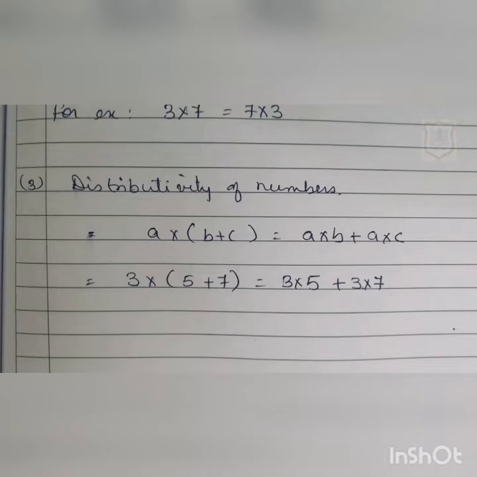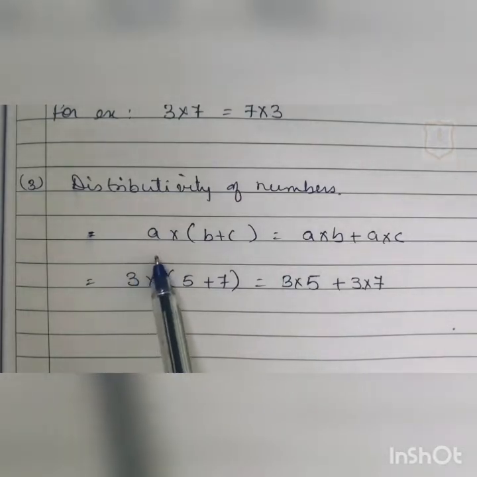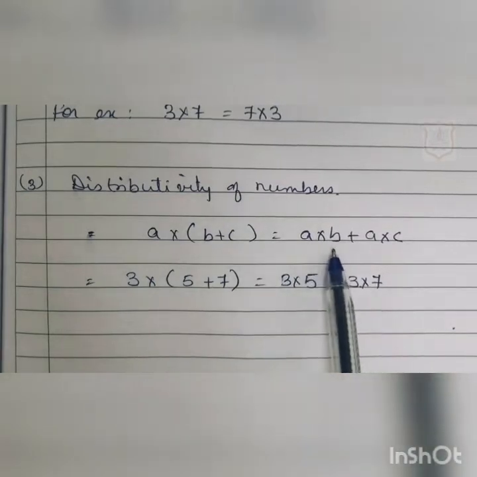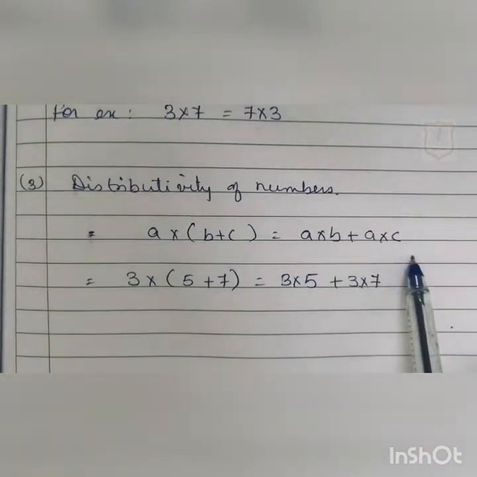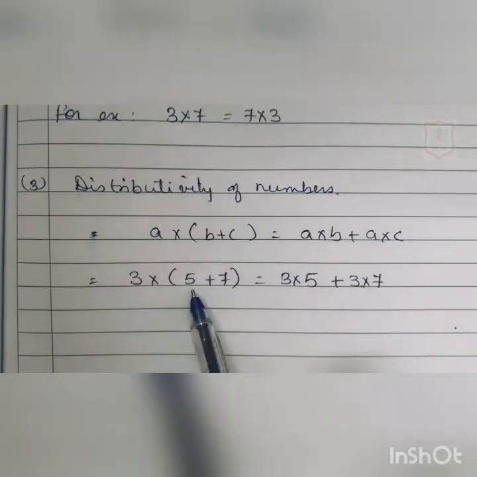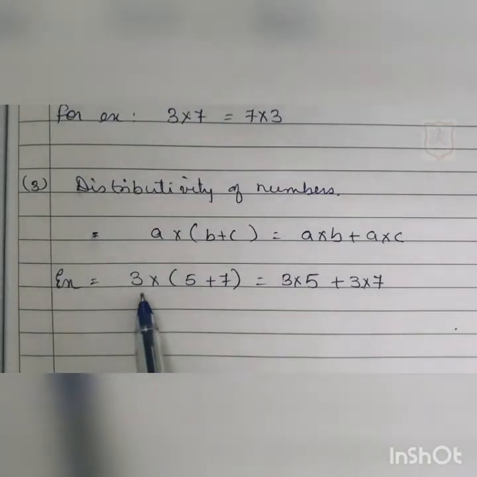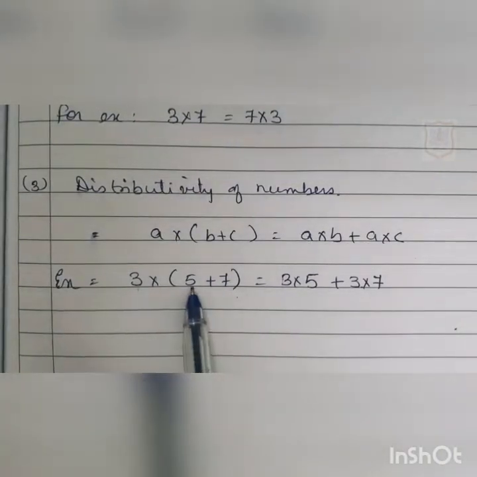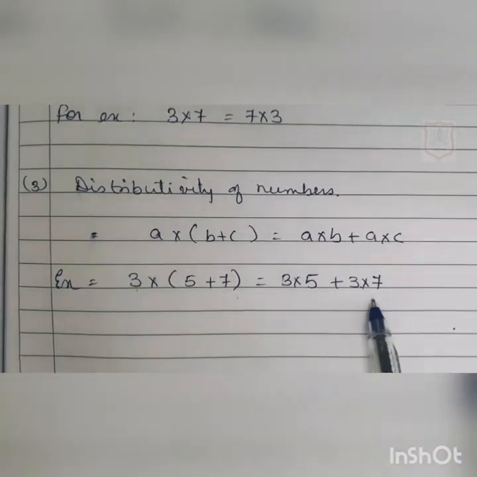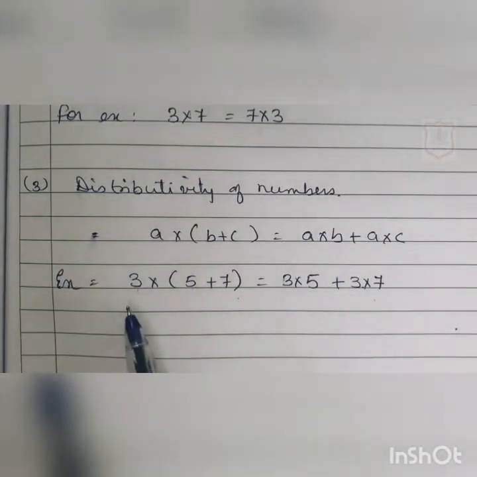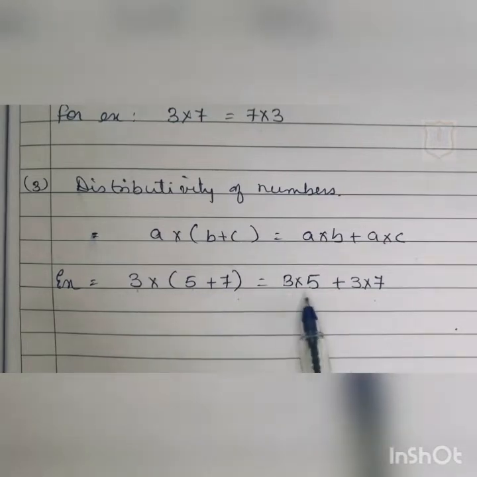Next comes the distributivity of numbers. Now let A, B and C be three variables, each of which can be taken as any number. Then A multiplied by (B plus C) is equal to A multiplied by B plus A multiplied by C. So this is the law of distributivity of numbers. Example, 3 multiplied by (5 plus 7) is equal to 3 multiplied by 5 plus 3 multiplied by 7. So on the basis of these properties, we will continue with our chapter number 11.2.